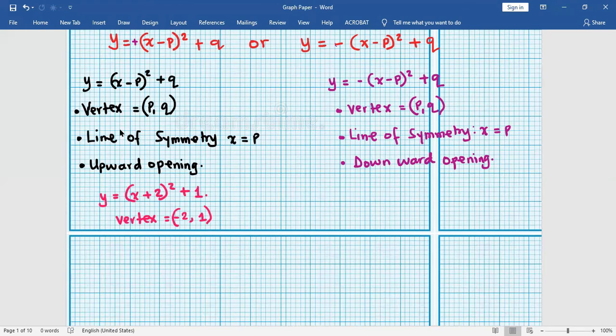And the line of symmetry is x equals negative 2. You see? And this one is upward opening.